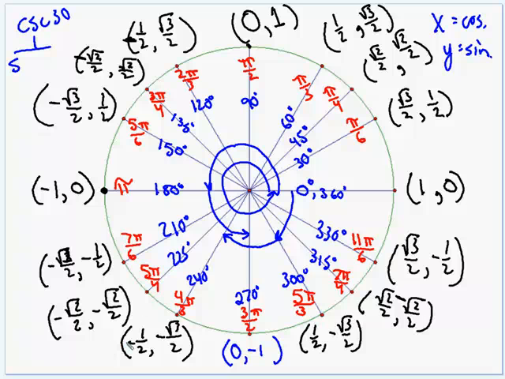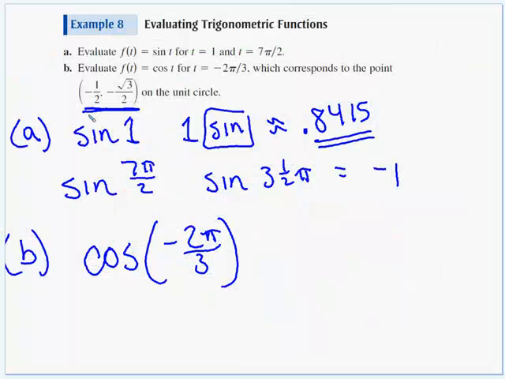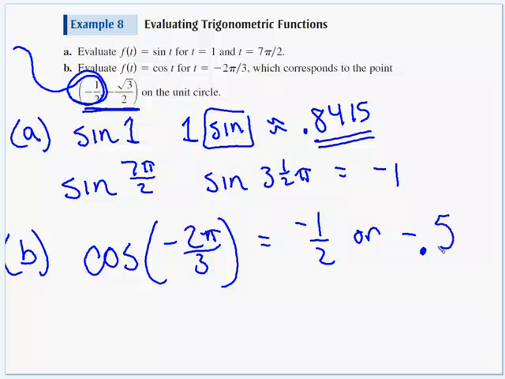And our x-coordinate is negative 1/2. Our y-coordinate is negative root 3 over 2. Negative 1/2, negative root 3 over 2. They're asking us for the cosine value. Well, the cosine value is the x-coordinate. So that would be negative 1/2, or negative 0.5, however you want to write it.